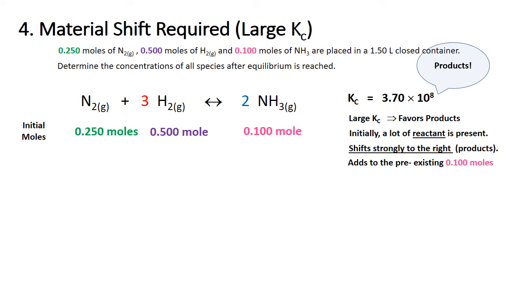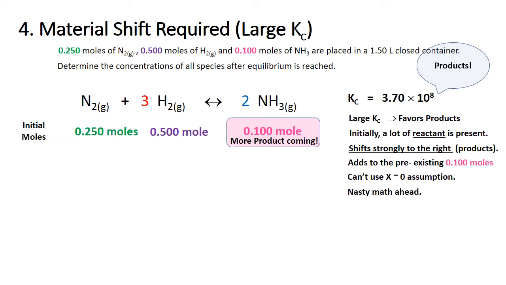The fact that we have so much reactant present is what's driving this reaction to shift to the right strongly, and what we'll be doing is simply adding more to the pre-existing 0.100 moles of NH3 that we've been given to begin with. So we'll be adding to that pile. More product is coming. However, being a strong shift to the right, we won't be able to use the x is equal to 0 assumption. We've got some nasty math ahead of us, and so a material shift is clearly what is in order here as we convert as much of the reactant to product before we begin the equilibrium problem, and this will let us avoid this nasty math and continue working the problem much more easily.